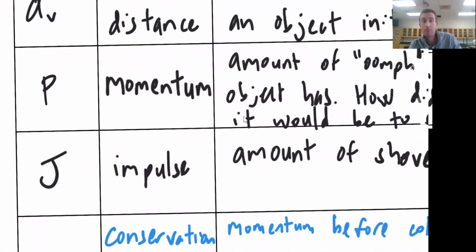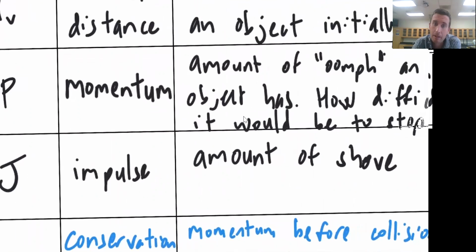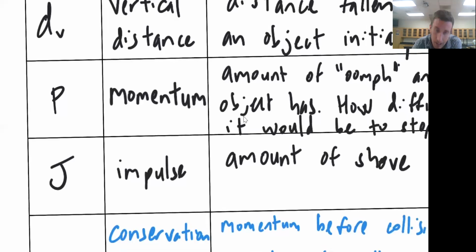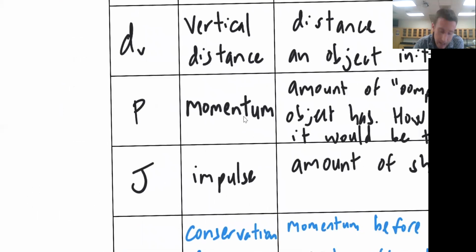All right, now 2 new concepts, and these are totally new concepts. The first one is momentum, and the second one is impulse. So let's start with momentum. Momentum is represented by the variable lowercase p.